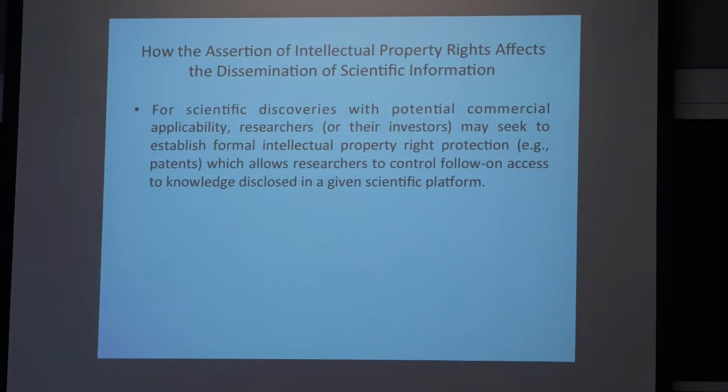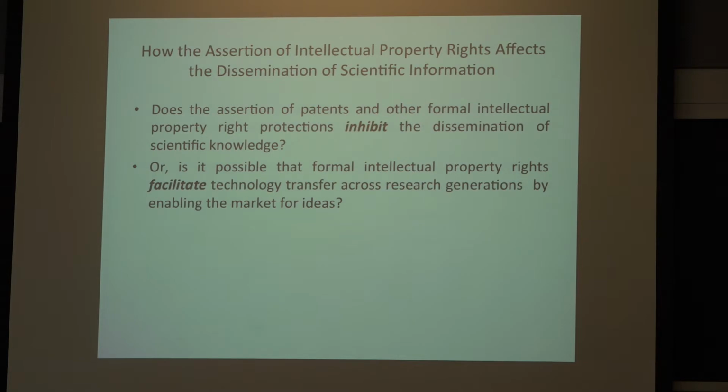With scientific discoveries with potential commercial applicability, researchers, or more importantly, their investors, may seek to establish formal intellectual property rights over certain research that they've performed. They want to create a silo and control that information. Well, how does the control of that information affect its ultimate dissemination? How does it affect follow-on research? How does it inhibit the flow or exchange of information or the development of particular aspects of the science?